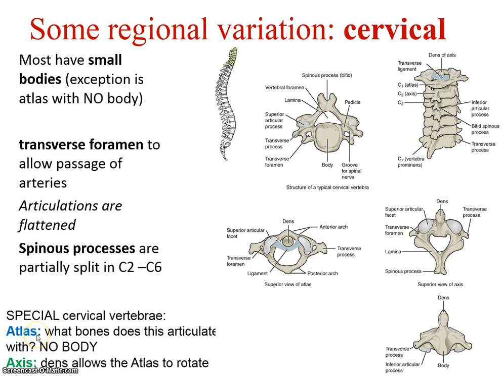Atlas was a titan who supported the earth on his shoulders, so this is C1. And it articulates, of course, with the occipital bone and has no body. The axis has a specific process on it called the dens, and dens, dental, means tooth-like. And this allows the atlas to rotate on the axis. So you'll be wanting to be able to identify that. And here's the atlas by itself, looking at this projection, okay?